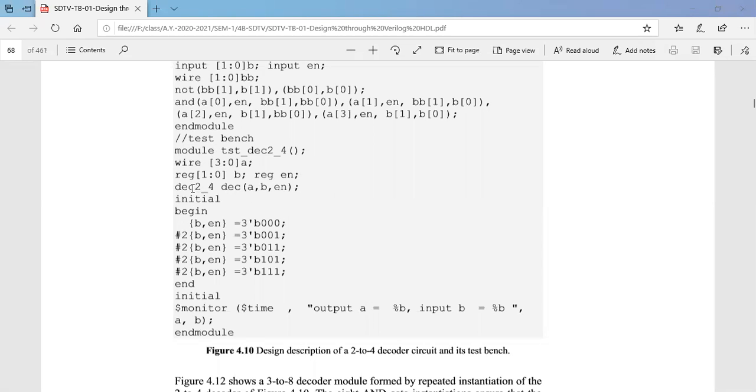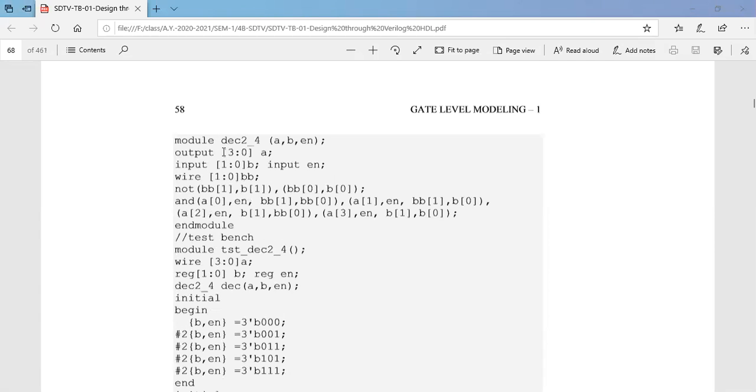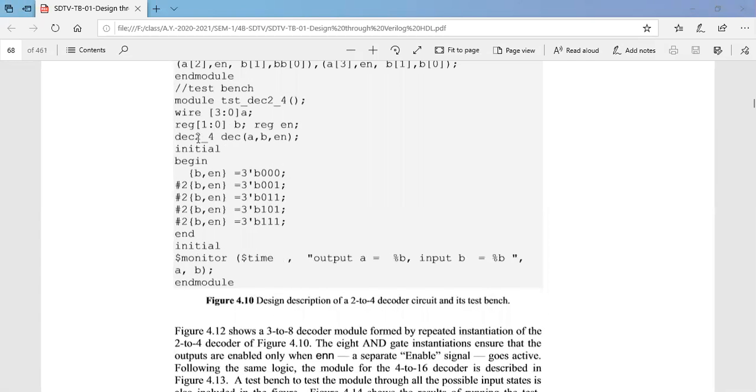So we are instantiating the decoder with its name, right? DEC 2x4, and this is the local name what I have given as DEC, and A comma B comma enable. What are these A comma B comma enable? A is an output and B is an input, right? So that is the reason why we have given A as a wire there. Then its enable is also an input, right? So in the initial stage, begin B and enable.